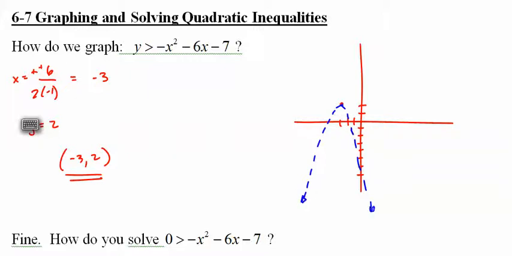That'll have to do. So no equal than means dotted line. And it's greater, so we shade above.